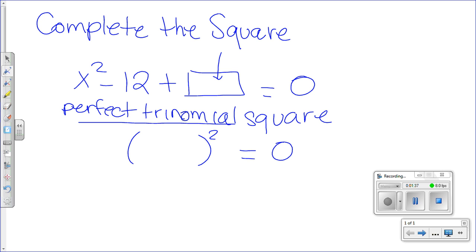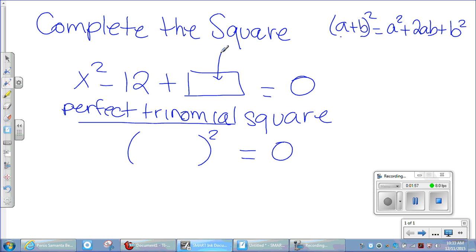So if you guys recall, binomials of this form, when you expand them, they look like this: a squared plus 2 times the product of a times b. So we double that product, and then we have b squared. So the key is in that doubling part.